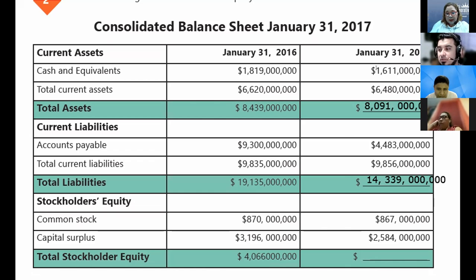Plus, there we use plus, okay? When we do the addition in math, we say plus. And then 14,339,000,000, right? Now, 39 million, there we are. I'm trying to get it correct. There we are. So, how much is it, guys?